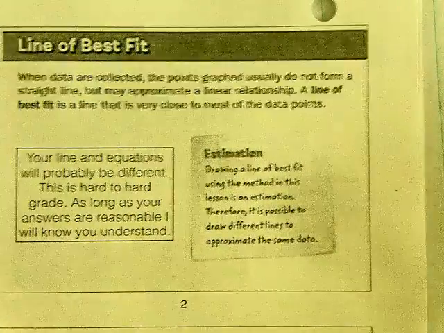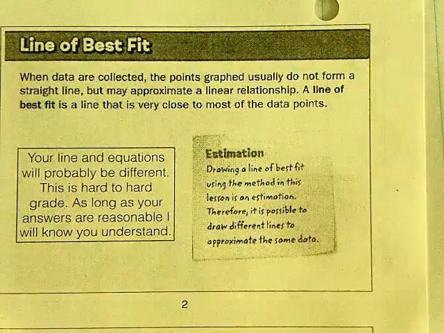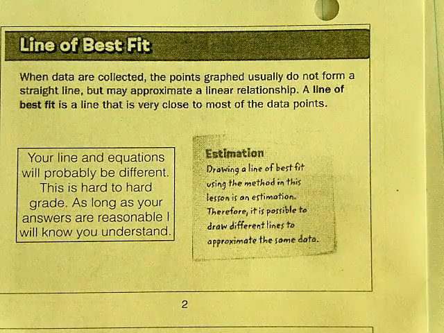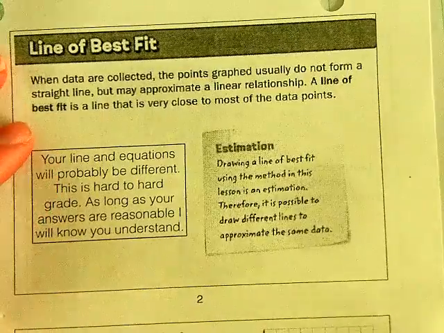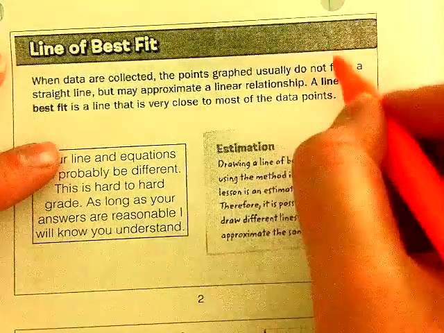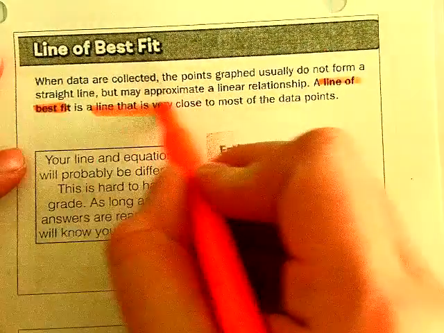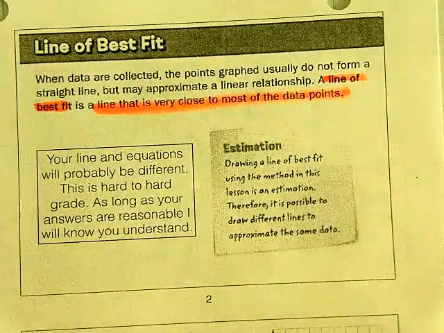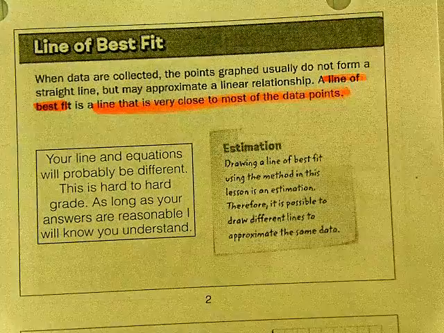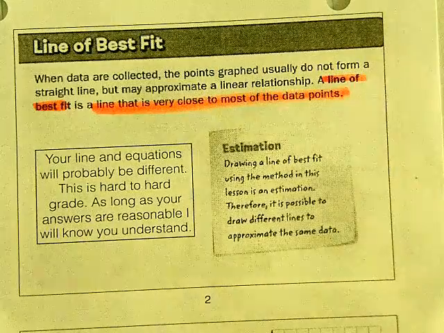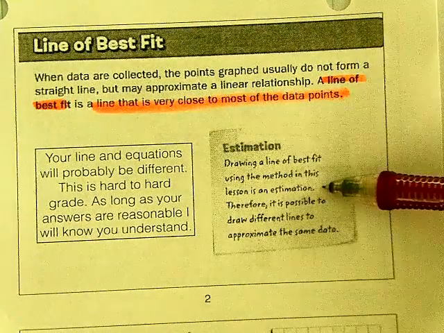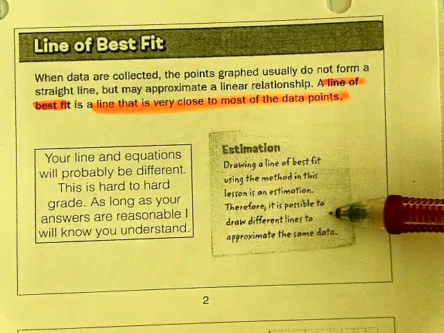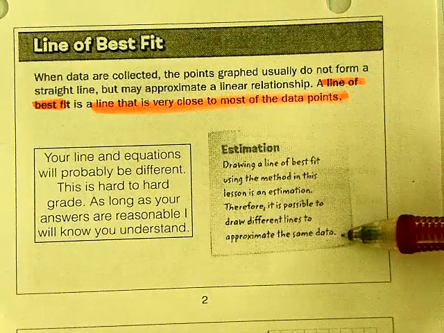We have a vocab word on slide 2, line of best fit. When data are collected, the points graphed usually do not form a straight line, but may approximate a linear relationship. A line of best fit is a line that is very close to most of the data points. So they tell us here in this little sticky note that drawing a line of best fit using the method in this lesson is an estimation. Therefore, it's possible to draw different lines to approximate the same data.